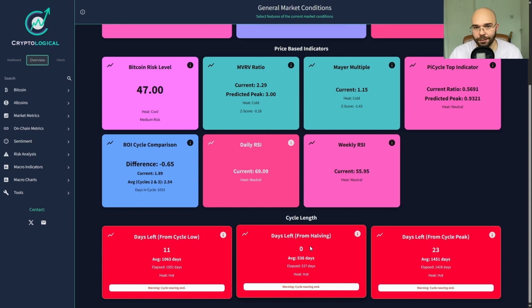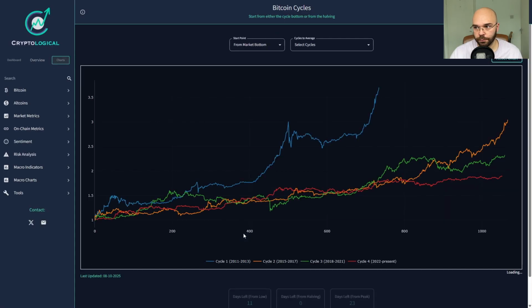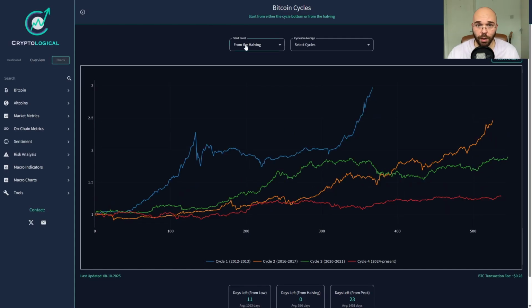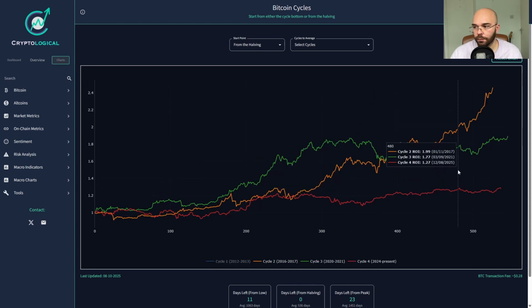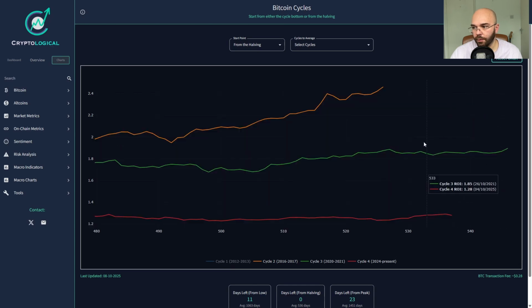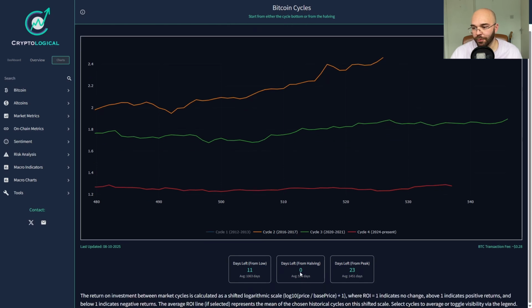So what does this mean? Well, probably not a lot in the short term. Let's click this link up here and then go and have a look at the relative chart. So this is measuring from the halving. And if we get rid of cycle 1, have a look where we are now, we can see cycle 2 is behind where we currently are, cycle 3 is in front of where we currently are. We're sitting right in the middle, which is why we are now at 0 days.